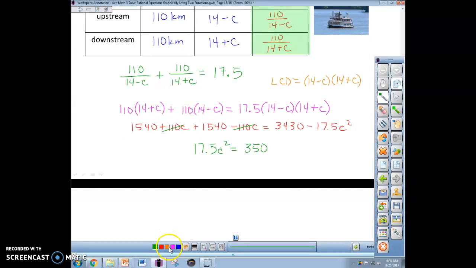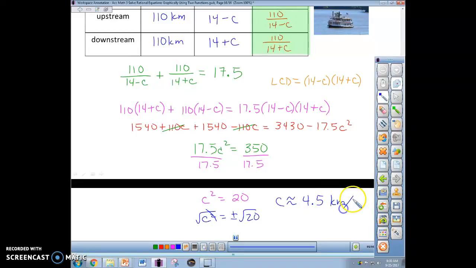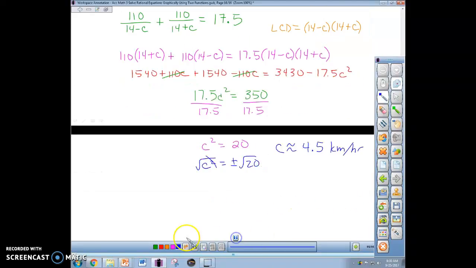And then we'd have to divide both sides by the 17.5. And now we have C squared equals 20. And taking the square root of both sides, we get plus or minus the square root of 20. And understanding the negative doesn't make any sense in this context, the only valid solution would be the positive value to the nearest tenth, which is about 4.5, and that's in kilometers per hour. And then we have our conclusion.